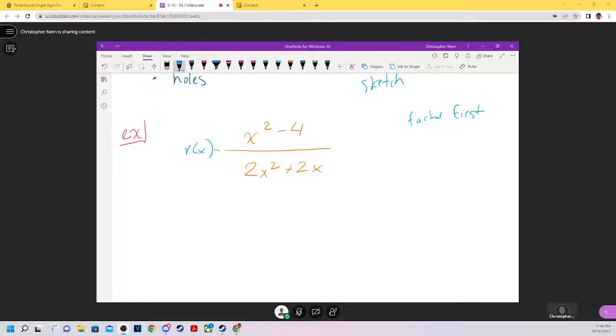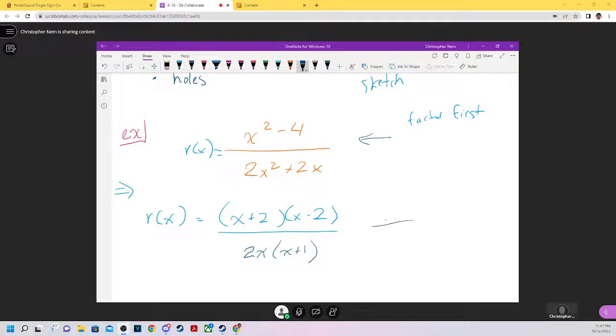If you factor r of x, this is the same thing as x plus 2 times x minus 2, because it's a difference of squares. And on your denominator, I can factor this by GCF. If I factor out a 2x, I am left with x plus 1. Boom. So now I have my function in its general form and in its factored form. This can help me find a few things.